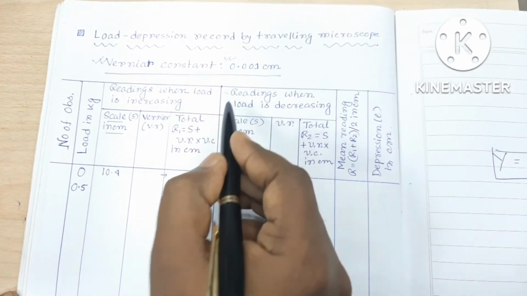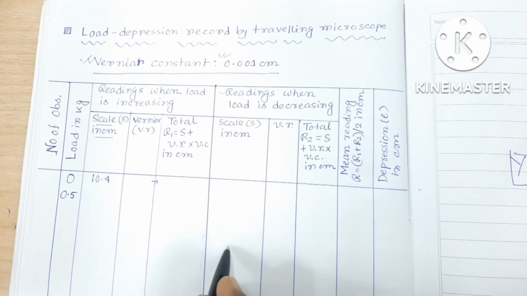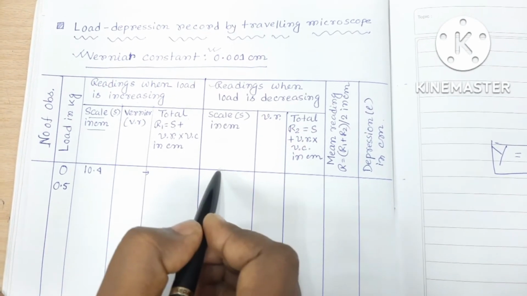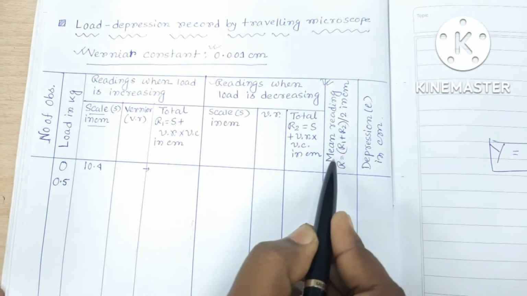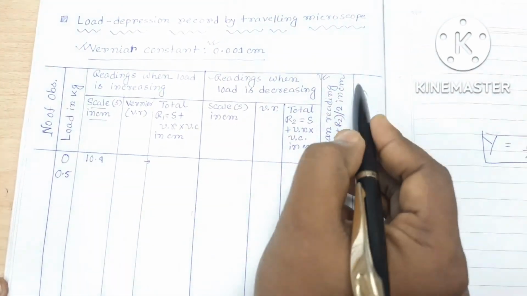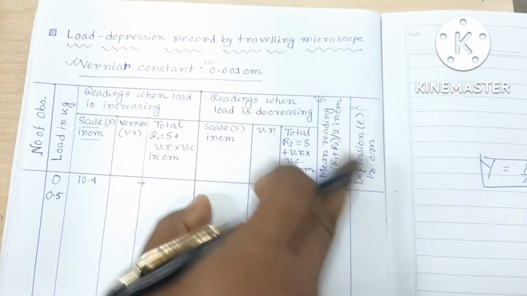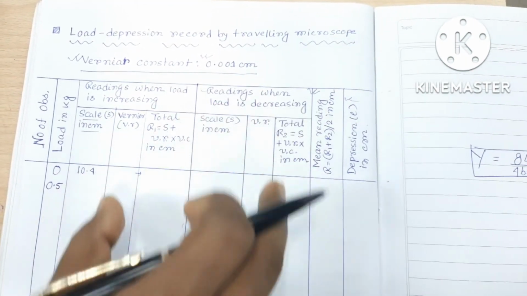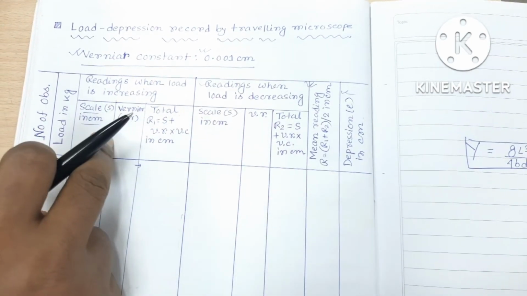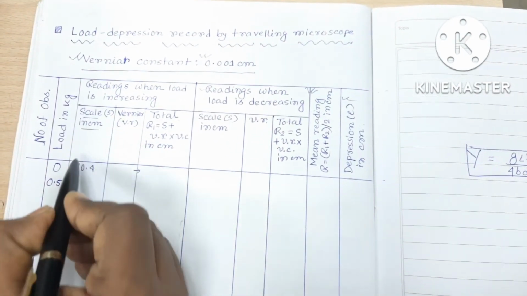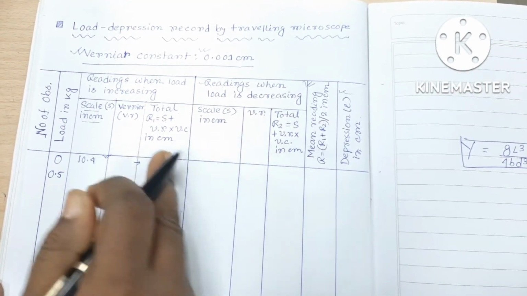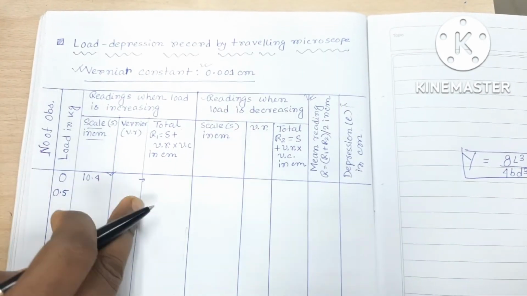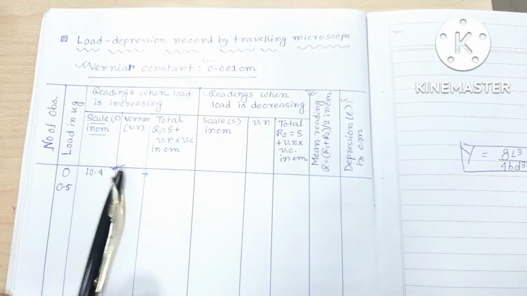Similarly, in this table we will release the loads one by one, and while decreasing the loads we will take the same data. After that we will take the mean of these two sets of data, and finally we will get the depression in centimeter. So don't worry, we will show you the complete calculations also. First try to learn how to measure this Vernier reading. So let's move to the travelling microscope once again to get the Vernier reading.